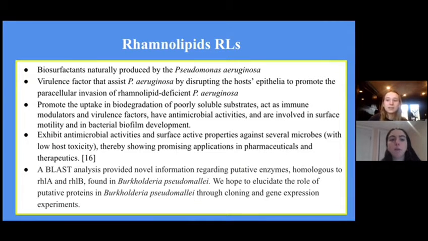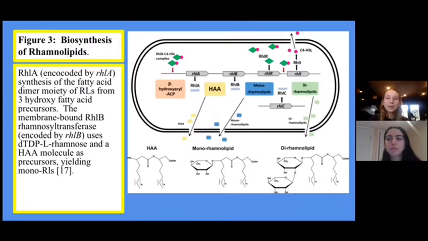What exactly are rhamnolipids? Rhamnolipids are biosurfactants naturally produced by Pseudomonas aeruginosa. They promote the uptake and biodegradation of poorly soluble substrates, act as immune modulators and virulence factors, have antimicrobial activities, and are involved in surface motility and in bacterial biofilm development. They exhibit antimicrobial activities and surface active properties against several microbes, thereby showing promising applications in pharmaceuticals and therapeutics. Rhamnolipids have also been used in many areas such as agriculture, therapeutics, and cosmetics. Figure 3 displays the biosynthesis process of rhamnolipids.